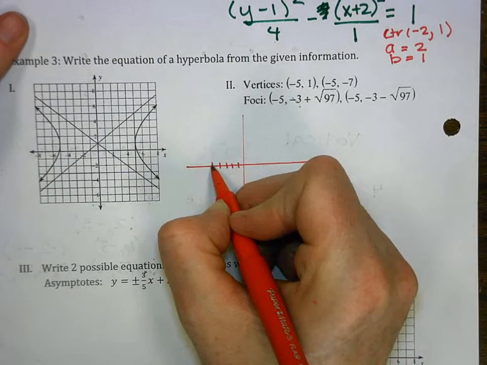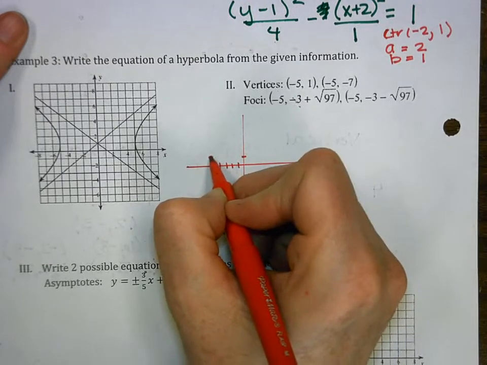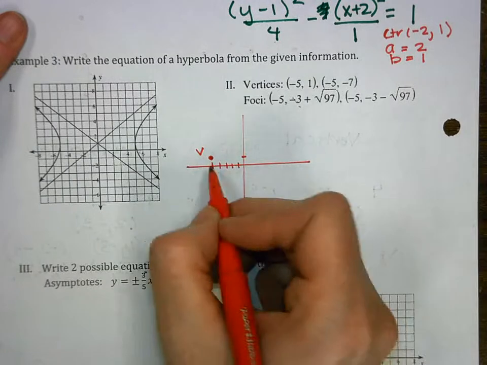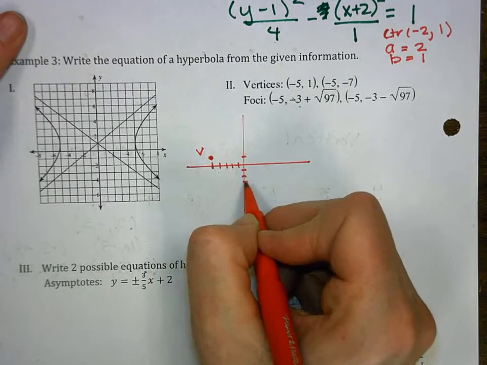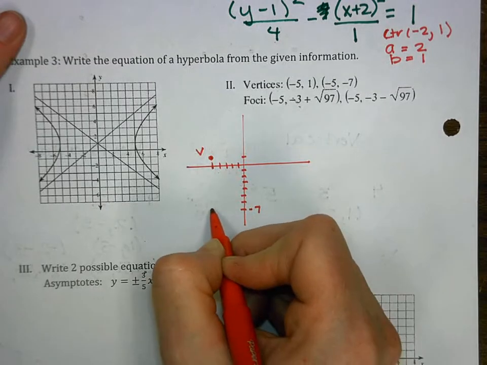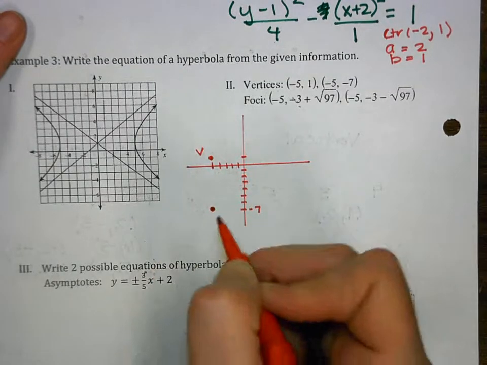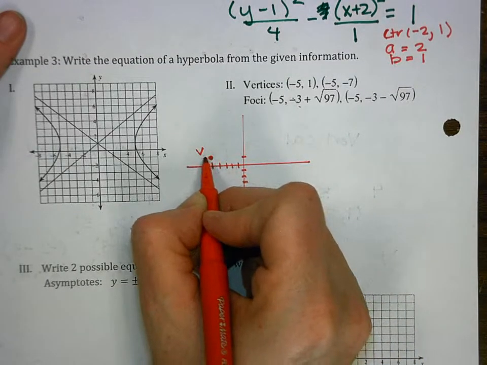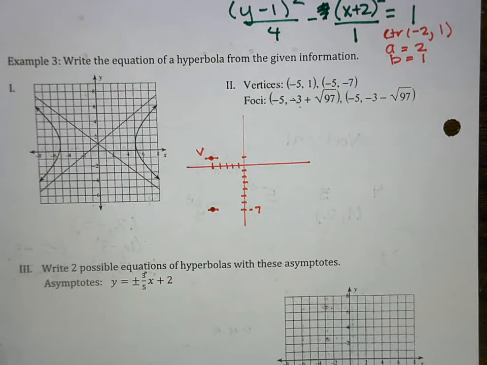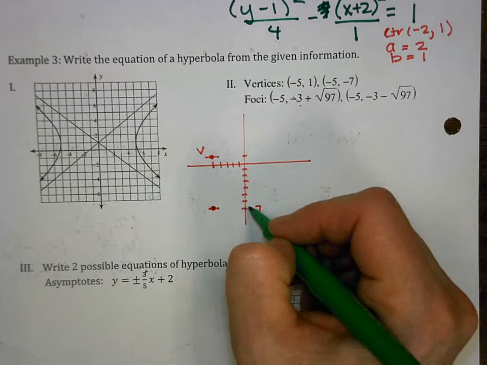So I'm going to say the vertex. 1, 2, 3, 4, negative 5, positive 1. That's a vertex. And then negative 5, negative 7. 1, 2, 3, 4, 5, 6, 7. Negative 7. So there's another vertex. So the vertices, remember, are the top and bottom of our box.